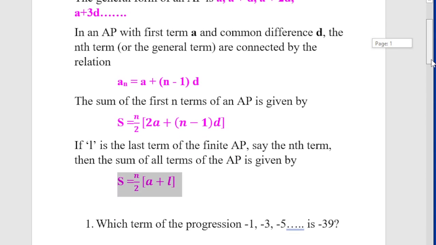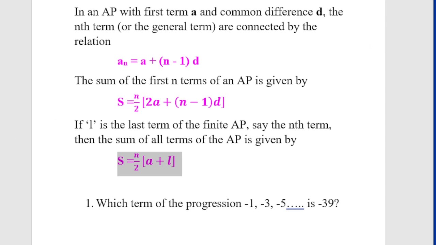And the second formula is for finding the sum of the first n terms of an AP. So if you identify the given sequence is an arithmetic sequence, and you want to sum up the first n terms, then we can use this formula S equal to n by 2 into (2a plus (n minus 1) into d). So if you know the first term a, the common difference d and the total number of terms in the given sequence, then we can apply this formula.